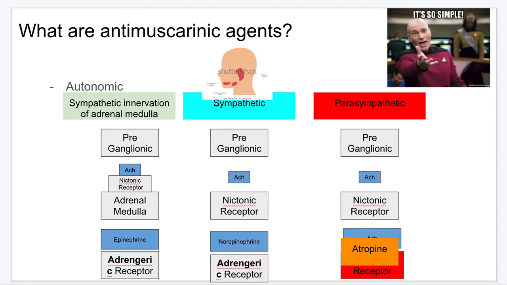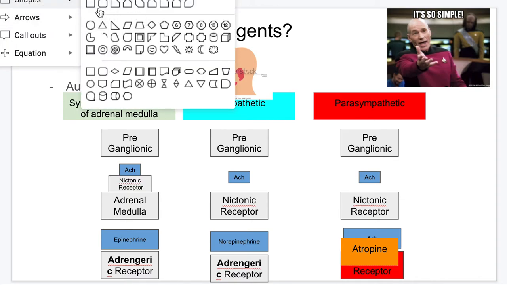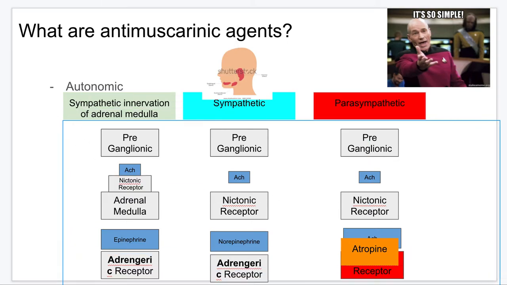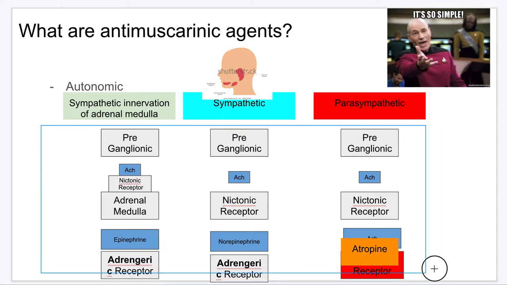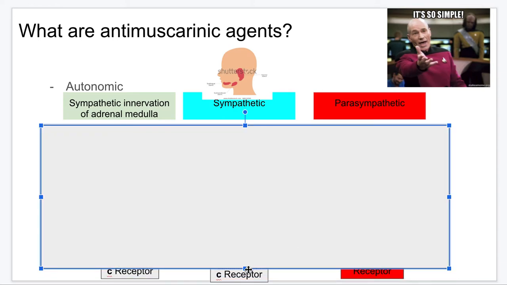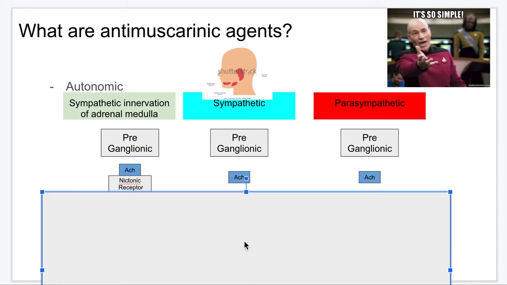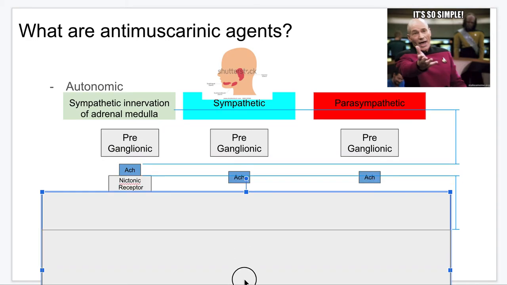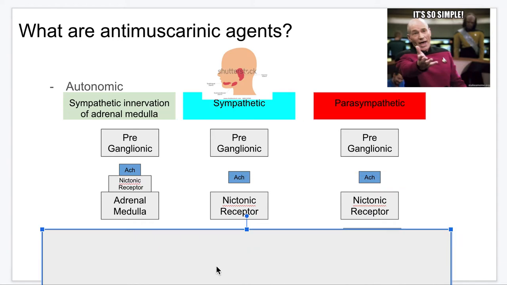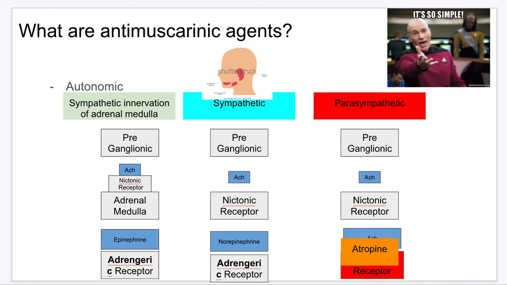The first thing is that there can be the sympathetic nervous system, and this includes sympathetic innervation of the adrenal medulla, and there can also be the parasympathetic nervous system. So every system has a preganglionic site. Preganglionic is going to be releasing acetylcholine. Acetylcholine can always bind to nicotinic receptors, and then there can be epinephrine, which goes from the postganglionic and binds to adrenergic receptors. Norepinephrine from the sympathetic goes to adrenergic receptors, and acetylcholine goes to your muscarinic receptors.